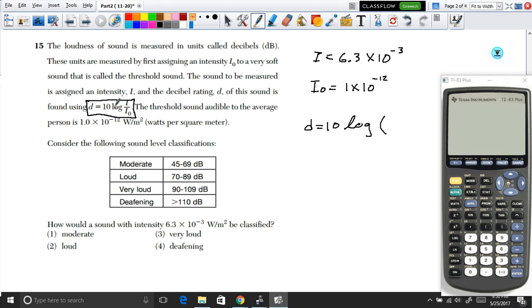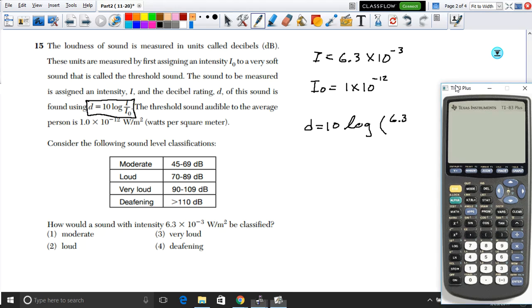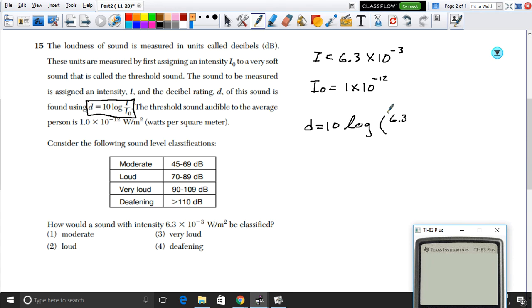Now I, from our formula, is 6.3 times 10 to the minus 3, and this is going to be divided by 1 times 10 to the negative 12. Now we do this in the calculator, 10 times log of all this. You will see that d is equal to 98.